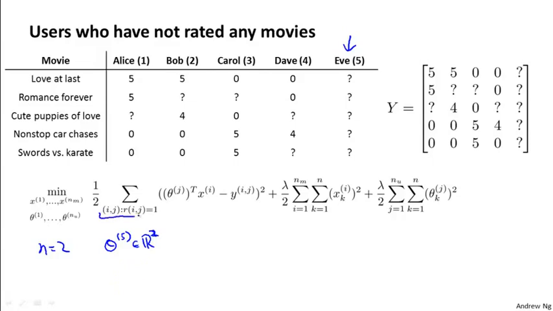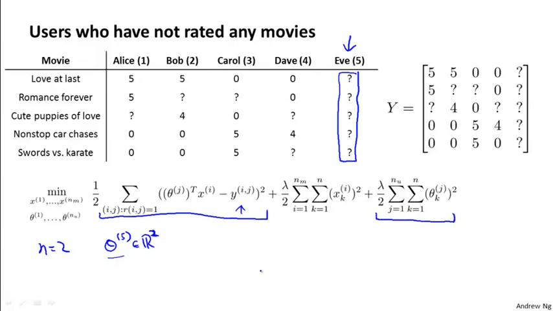So if we look at the first term in this optimization objective, the user Eve hasn't rated any movies, and so there are no movies for which r(i,j) is equal to 1 for the user Eve. So this first term plays no role at all in determining theta 5, because there are no movies that Eve has rated. And so the only term that affects theta 5 is this term.